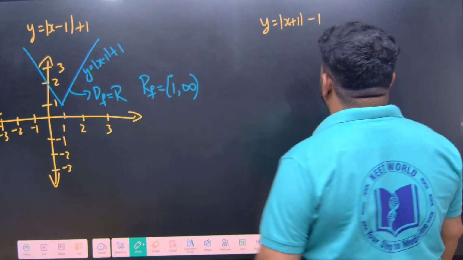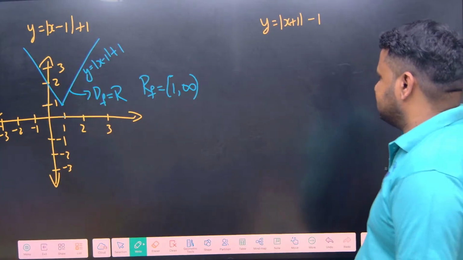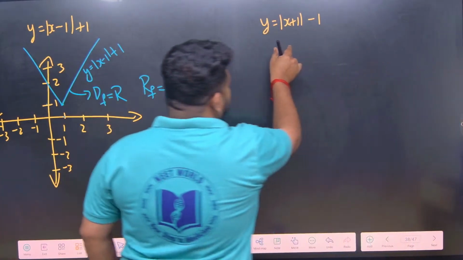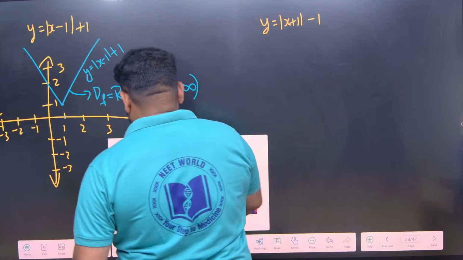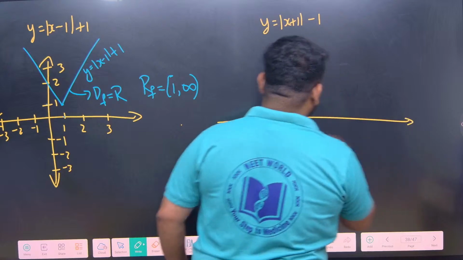Now look at this. y is equal to mod of x plus 1, minus 1. So first we will do what? Mod of x plus 1. So let us have a look at that. If we take the coordinate axis, observe carefully, very important.